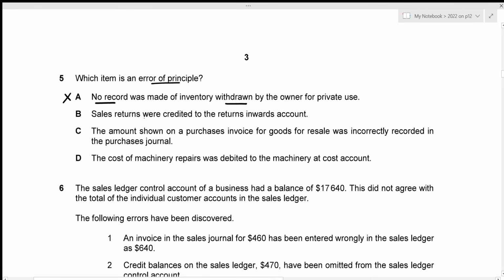The second one is sales returns were credited to the returns inwards account. We're talking about sales returns, which is in fact the returns inwards account, which means that this is not an error of principle. This is also incorrect.